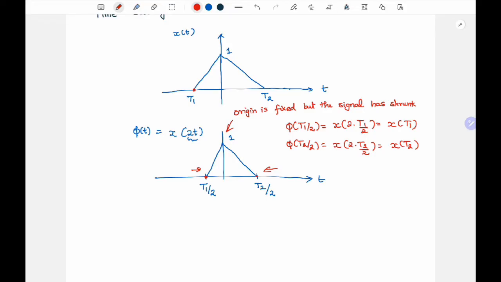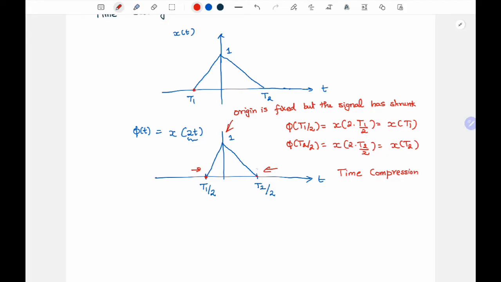So there is also a nice analogy to remember this. If x of t is an audio signal, and let's say you record it on a tape, then x of 2t is nothing but playing the audio signal at 2x. Similarly for the YouTube videos we see, if you play them at 2x, it is equivalent to a time shrink, or time compression.